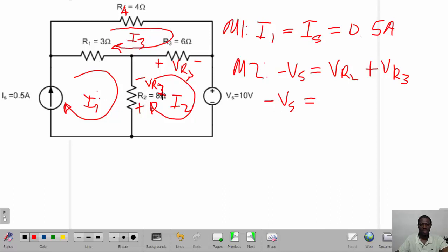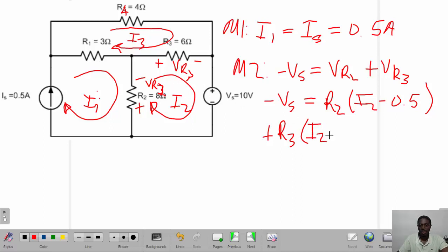the shared currents here, so we have R2 times I2 minus I1, and we know I1 is 0.5. And then when we go to VR3, so we are saying plus VR3, which in this case also has a shared current. We have got R3, we've got I2 minus I3. That forms the equation.